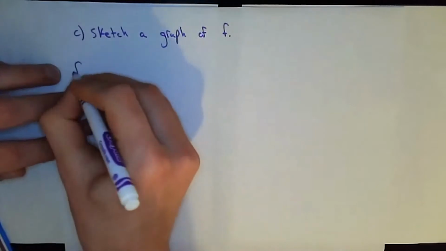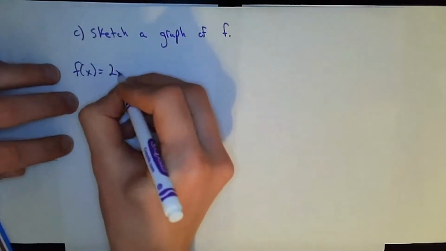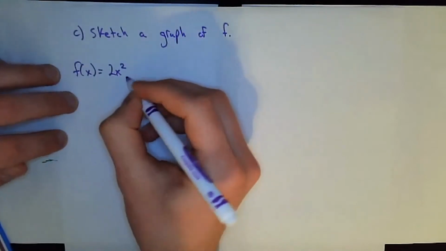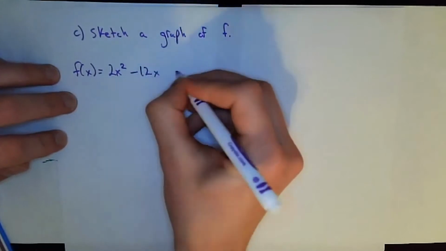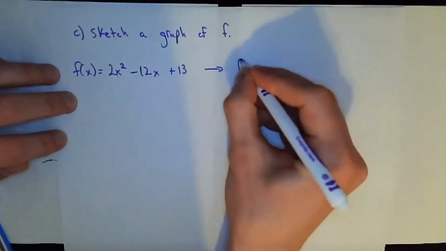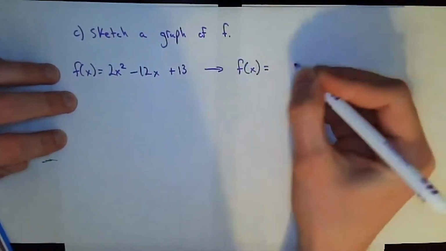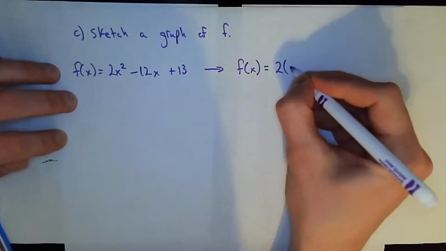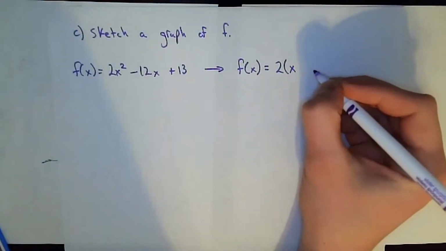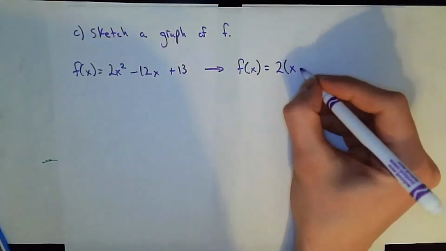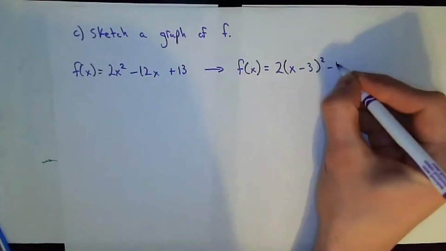So recall, where are we at? We have f of x equals 2x squared minus 12x plus 13, which we were able to write at the top as f of x equals 2 times (x minus 3) all squared minus 5.